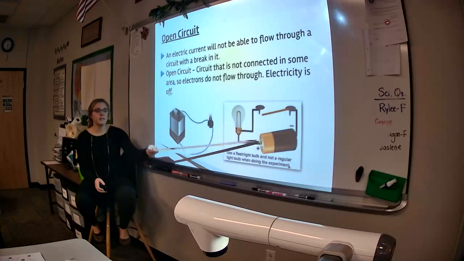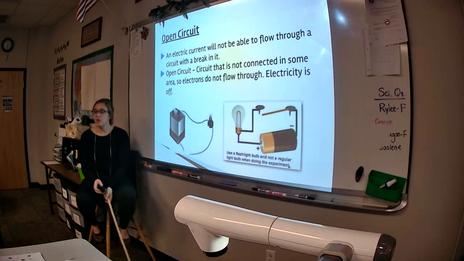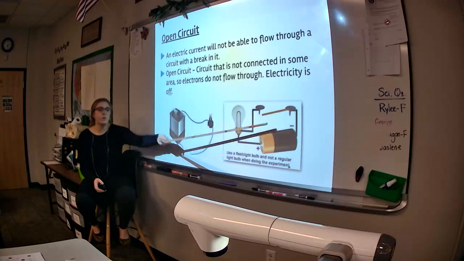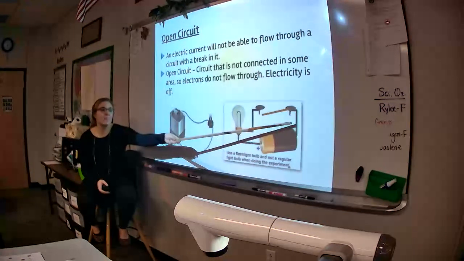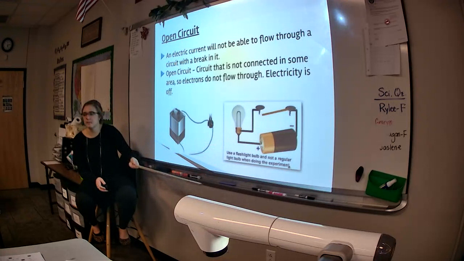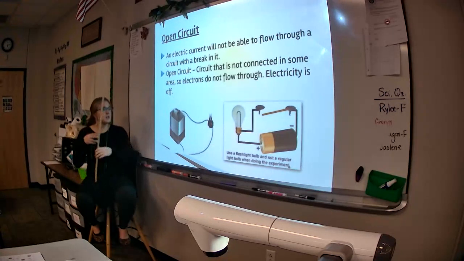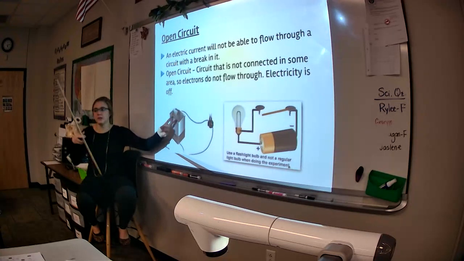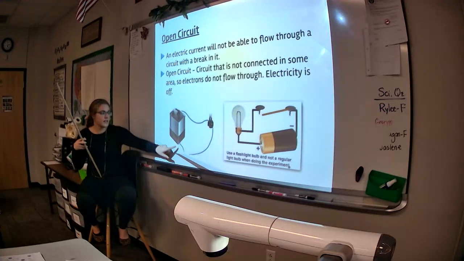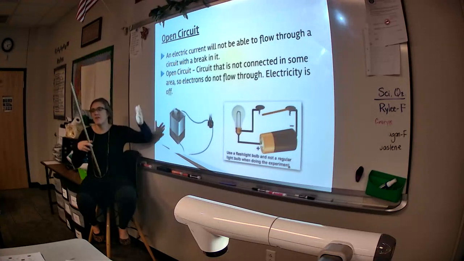Batteries have a positive and a negative side. In order for the electricity to flow, one side has to be connected to the positive, one has to be on the negative. If both wires connect to the same side of the battery, it doesn't work. Same thing here. The two knobs on top, some batteries will look like this. One's a positive knob, one's a negative knob. If you connect both wires to the same knob, you have a problem. It won't work. You have to have it connected to the positive and the negative.